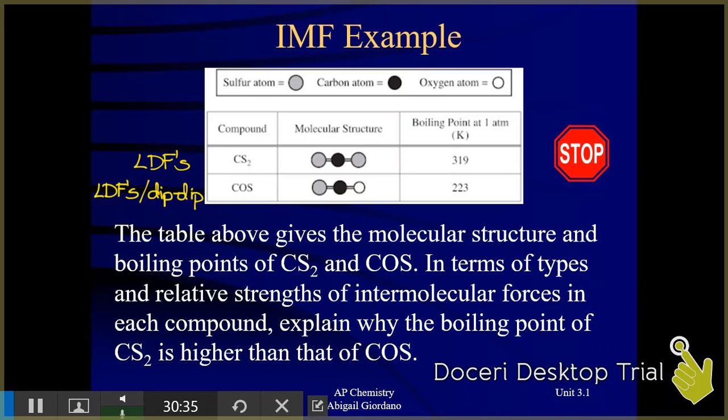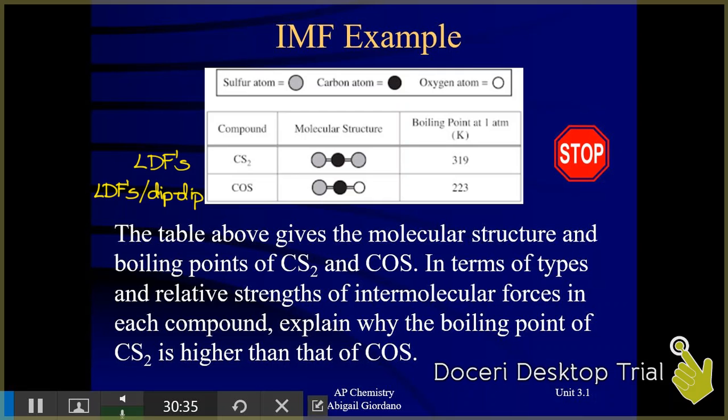Again, they're not the same size. CS2 is a larger molecule that has more electrons. With more electrons, it's more polarizable, which means even though CS2 experiences London dispersion forces only, because of its size and its electron cloud, its polarizability, the London dispersion forces of CS2 end up being stronger than all the intermolecular forces combined of COS. Just let that sink in for a minute.